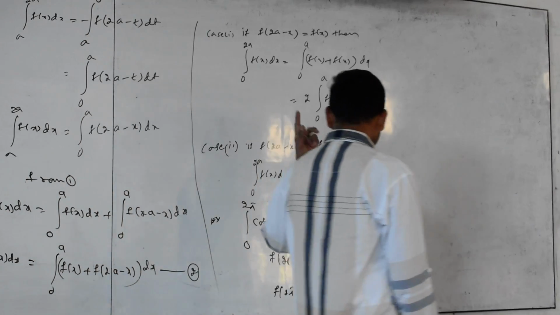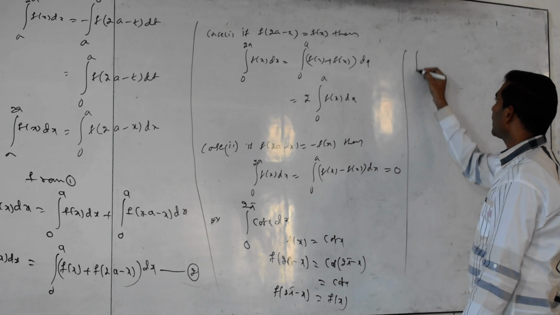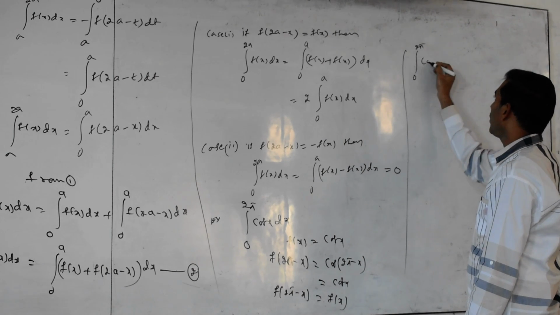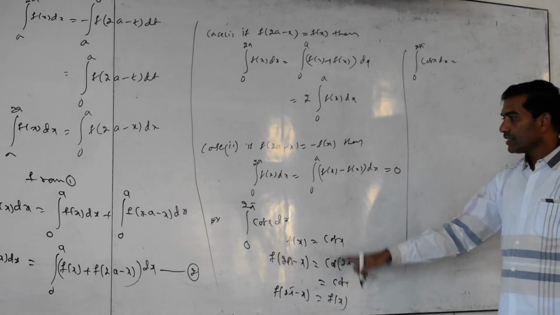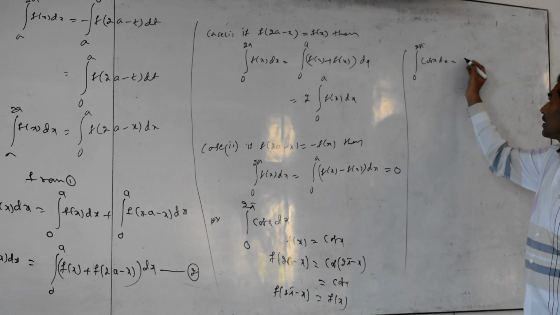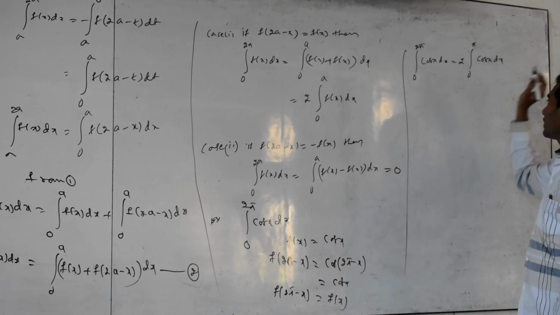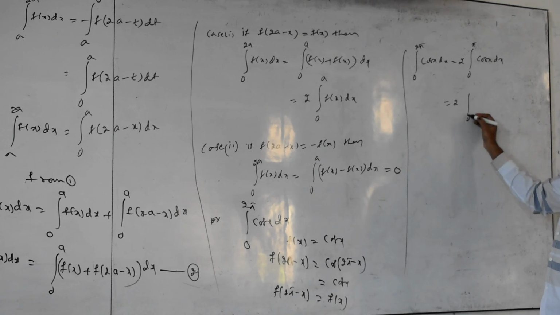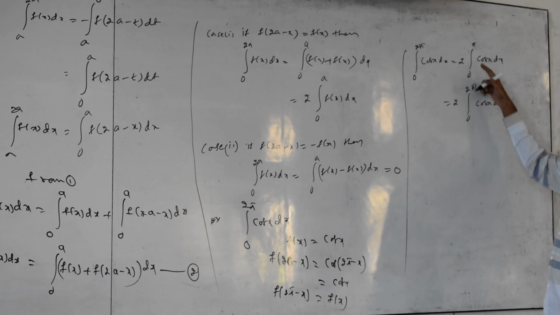Then does it come under the first case or the second case? First case. Then 2 comes. The integration of 0 to 2 pi cos x dx equals, by f of 2a minus x equals f of x, 2 into the integral from 0 to a of f of x dx. So 2 comes here: 2 into the integral from 0 to a of cos x dx. Again, can I write it like this: 2 into the integral from 0 to 2 times pi by 2 of cos x dx? Pi means 2 into pi by 2.